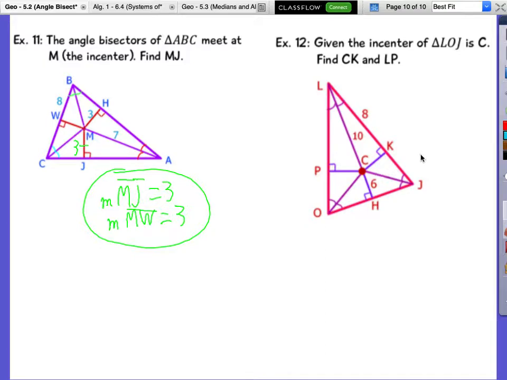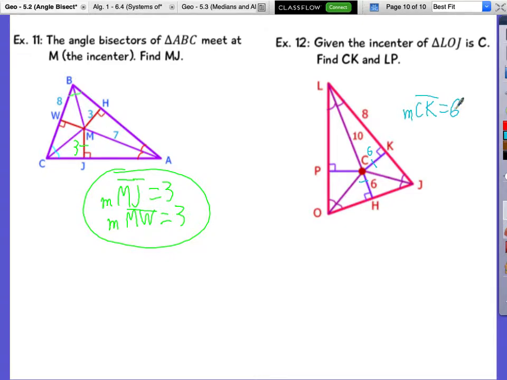Example 12. Given the incenter of triangle LOJ is C. Incenter is where 3 of something meet. 3 what meet at the incenter? Angle bisectors. Much better that time. And the incenter is equidistant from the sides. So we're supposed to find CK and LP. Okay, so CK we said was 6. How do we know CK is 6? CH is 6 and it's equidistant to the two sides. So we know the measure of CK is going to be 6.